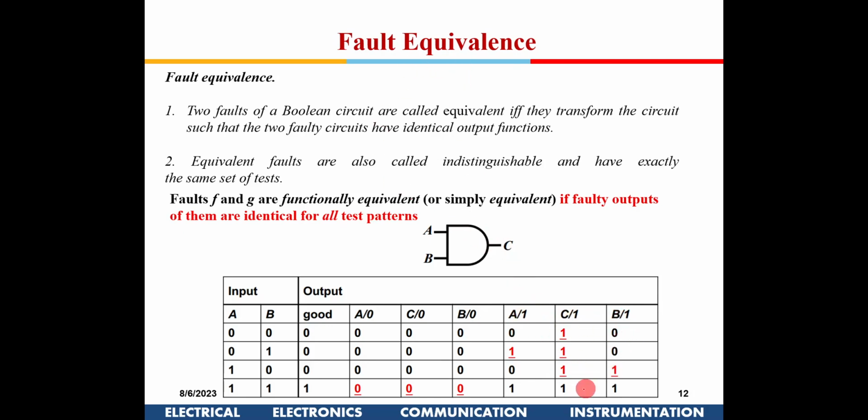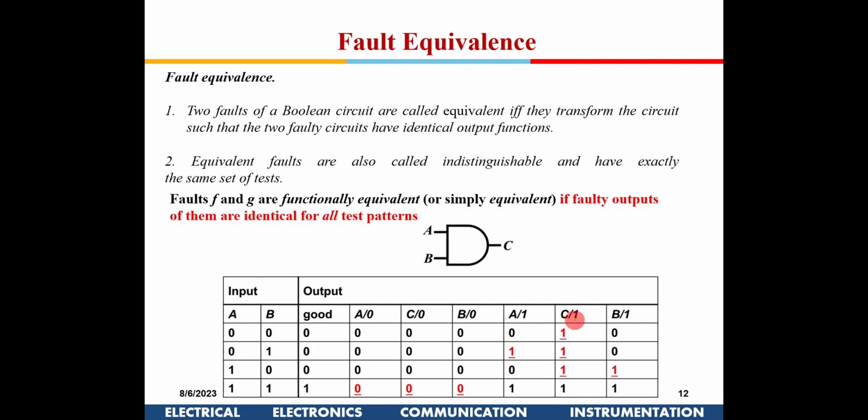Now if I take the rest of the faults, A stuck at 1. If I give 0 1, the good output will be 0, but since A is stuck at 1, I will get an output of 1. For 1 0, I get an output of 0 here. If A is stuck at 1 also, since I am giving an input of 0 at B, the output is 0, and for 1 1 it is 1. So if I compare A stuck at 1 with the good one, the only difference is here. So 0 1 is a test vector which will be required to test A stuck at 1. This is a required test vector.